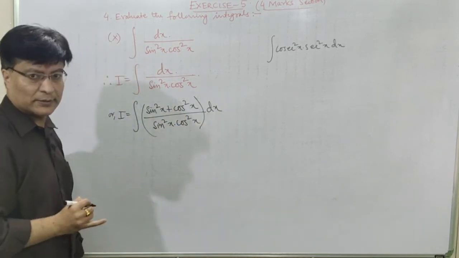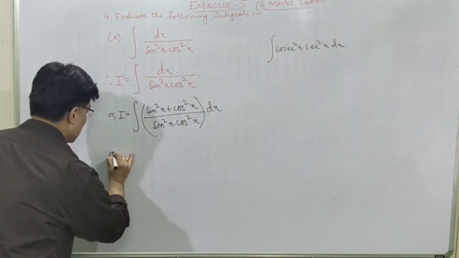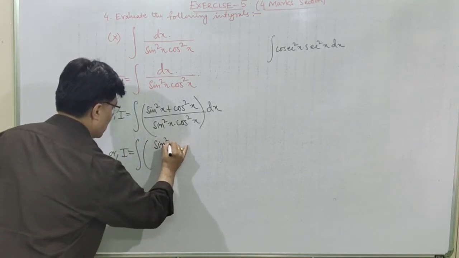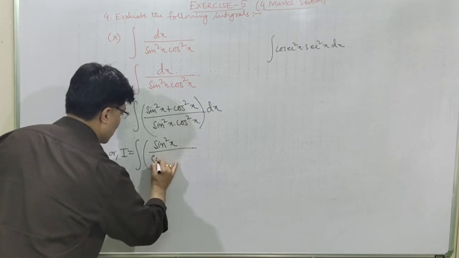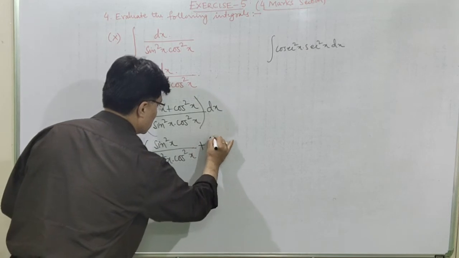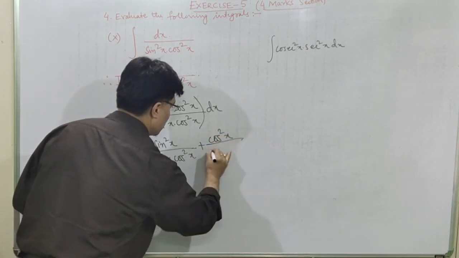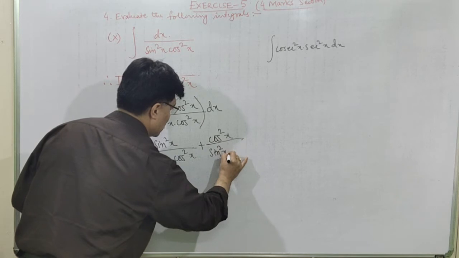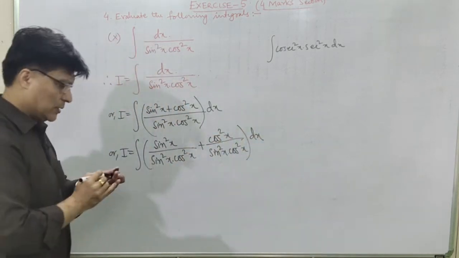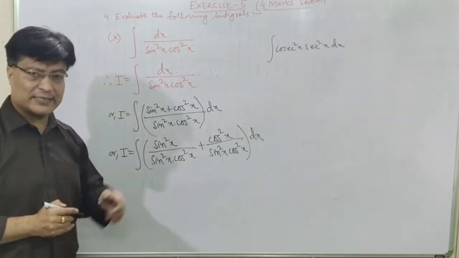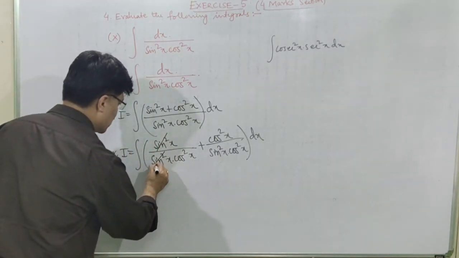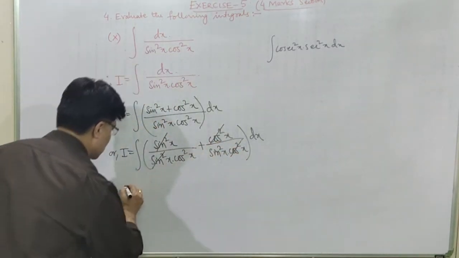So I think you have understood it. So let us separate it. Or I is equal to integration of, let us separate them, sin square x divided by sin square x into cos square x plus this is cos square x divided by sin square x into cos square x, bracket close, dx. Now this expression is separated here. So now here you can cancel the similar term. This is sin square x gets cancelled, here cos square x gets cancelled.